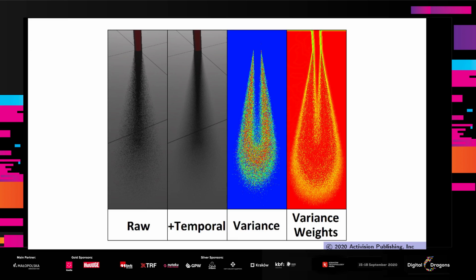Here you can see a heat map of variance. Noisy because variance estimation is only done over time during the temporal pass. You can also see the heat map of variance weights during the spatial filter. As you can see, using those weights will make sure that we don't overblur contact shadows.